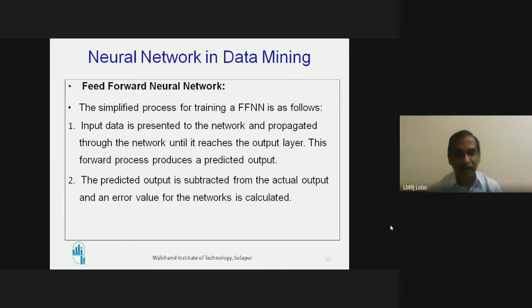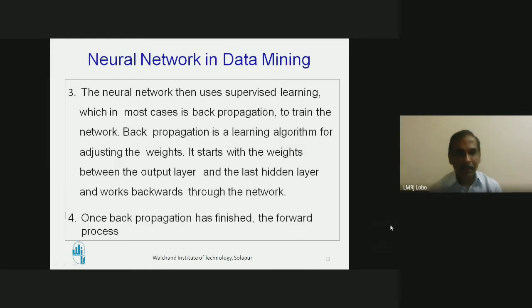The predicted output is subtracted from the actual output, and an error value is found for the network. The network then uses supervised learning, which in most cases is backpropagation, to train the network to produce a particular output. Desired outputs are produced by adjusting the weights, and this is all encountered in the last hidden layer, which is then given to the output. Once backpropagation is finished, the forward process has been completed.